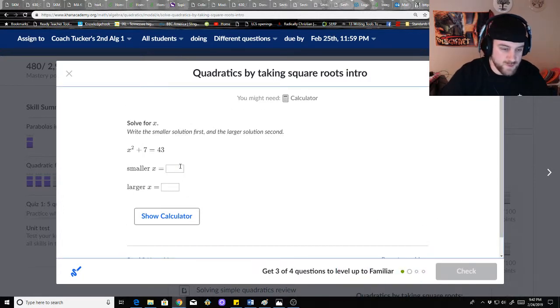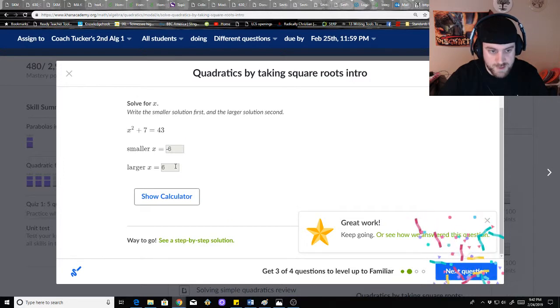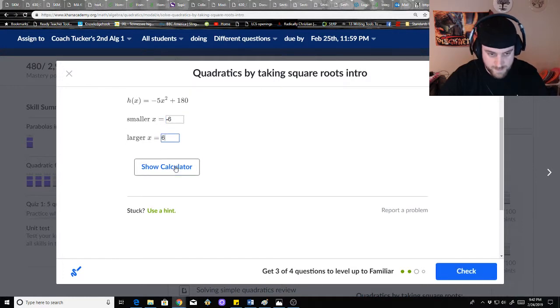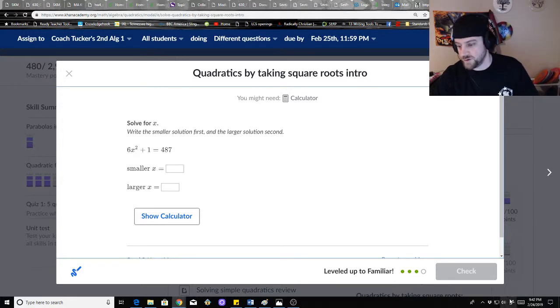Let's see if it gets any harder. Not really. This one's pretty easy. You subtract 7 on each side to get 36. The square root of 36 is negative 6, positive 6. I want to see if I can find a little bit of a harder one. It's 36 again. Okay, here we go. Let's do this one real quickly. It's not really much harder, but we'll do it.